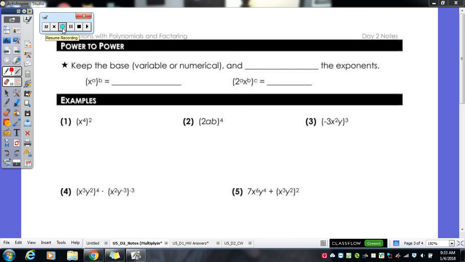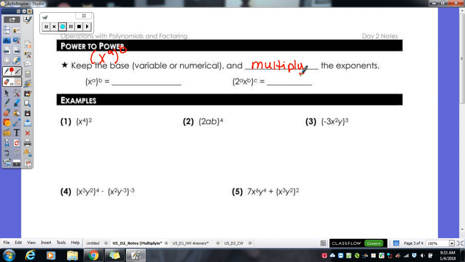So our last thing we have here is what we refer to as a power to a power rule. What that means is you have something raised to an exponent, and then it has another exponent on the outside of it, and we call those exponents powers. So you have a power raised to yet another power. So that's our power to a power rule. So what you do is you're going to keep the base, and this time you multiply your exponents.